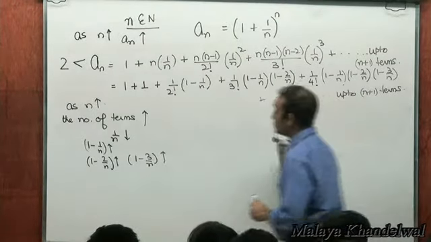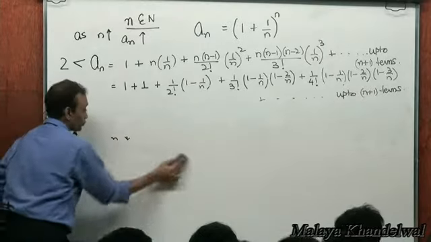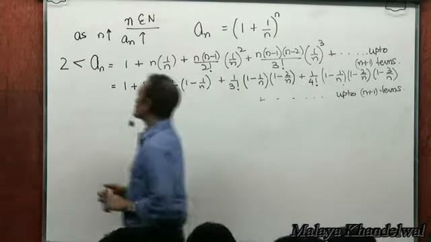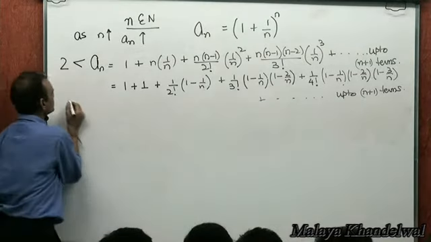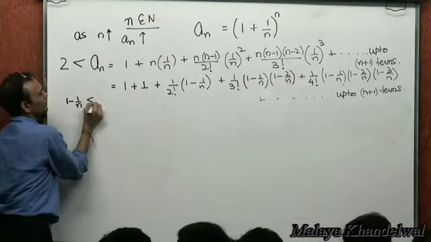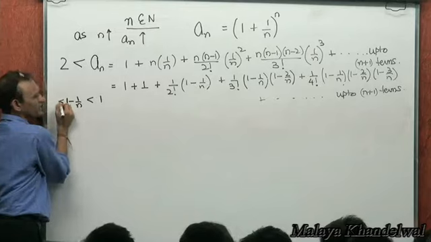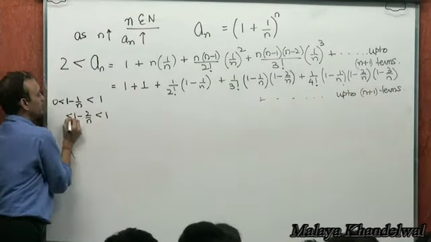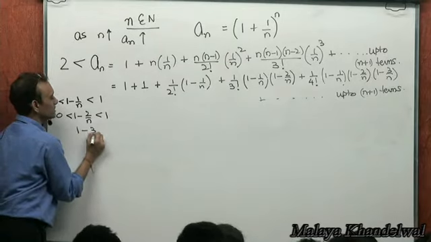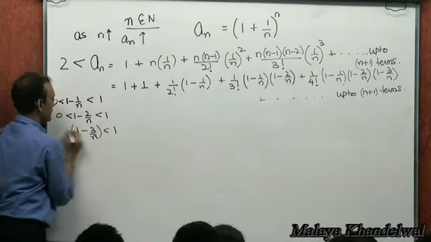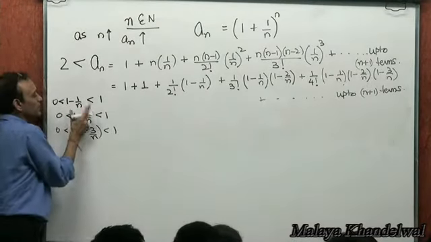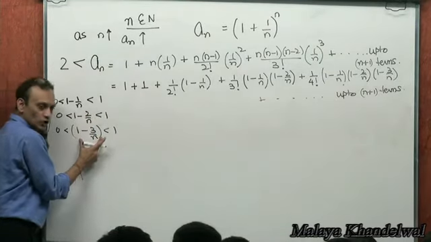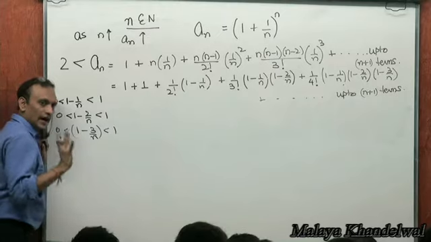Okay, now another remark on this. See, 1 minus 1 by n is less than 1, and of course also greater than 0. 1 minus 2 by n is also less than 1 and greater than 0. 1 minus 3 by n is also less than 1 and greater than 0. So 1 minus 1 by n into this will also be less than 1, greater than 0. This into this will also be less than 1 and greater than 0, and so on and so forth, right?